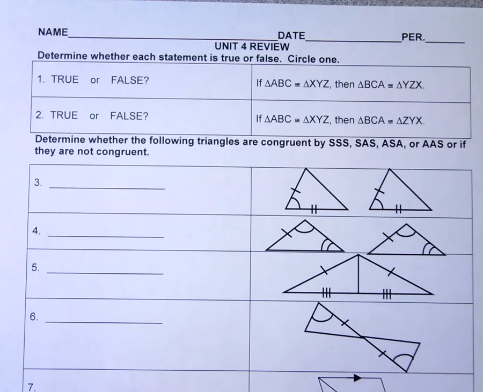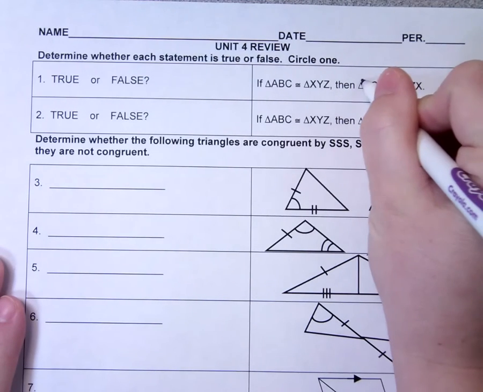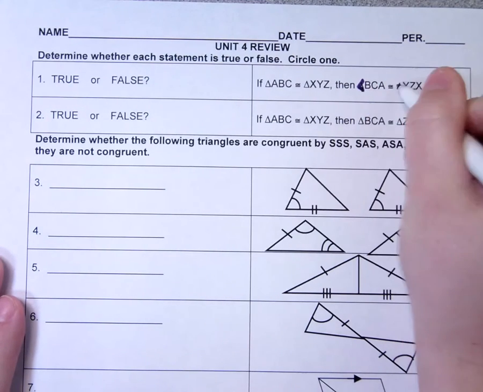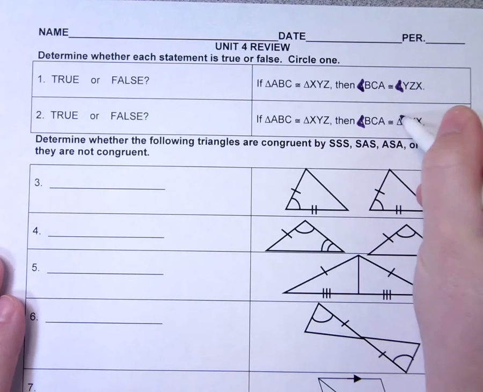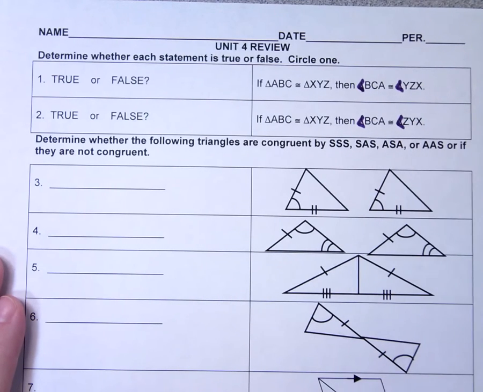Okay, let's go over this Unit 4 review. Hopefully you have all done it and you are just going to be checking your work. I do have a slight typo on number 1 and number 2. This should say angle BCA, angle YZX, angle BCA, angle ZYX.